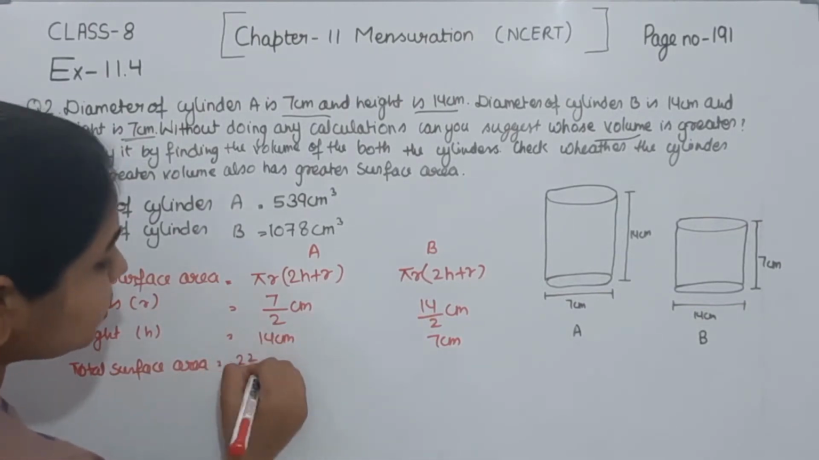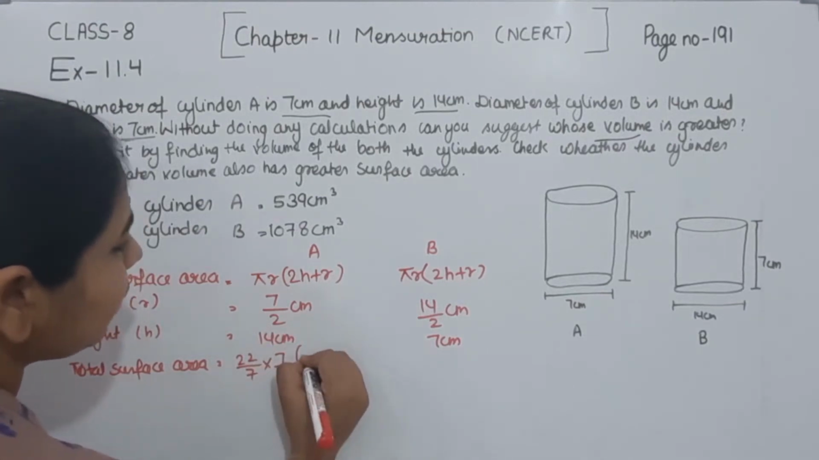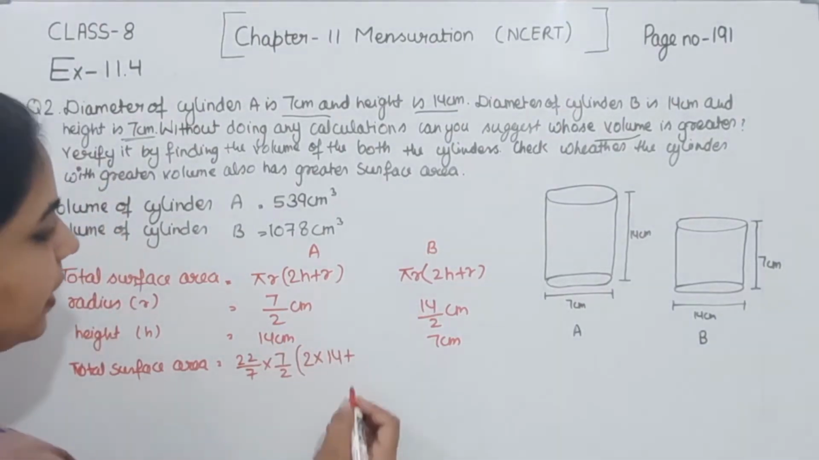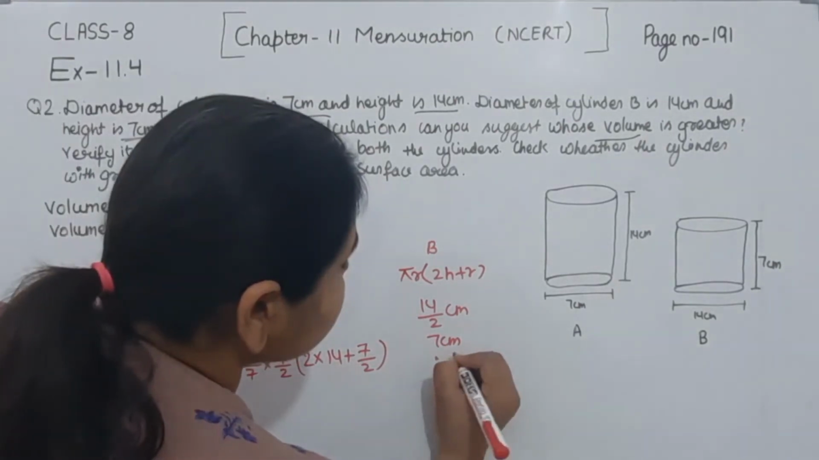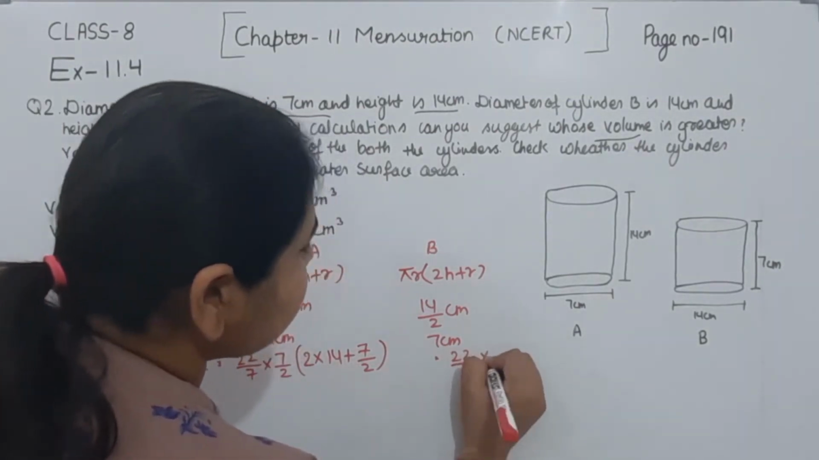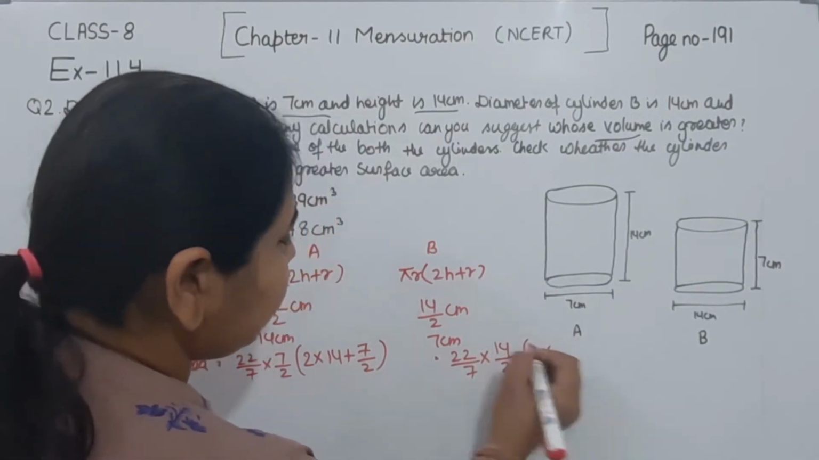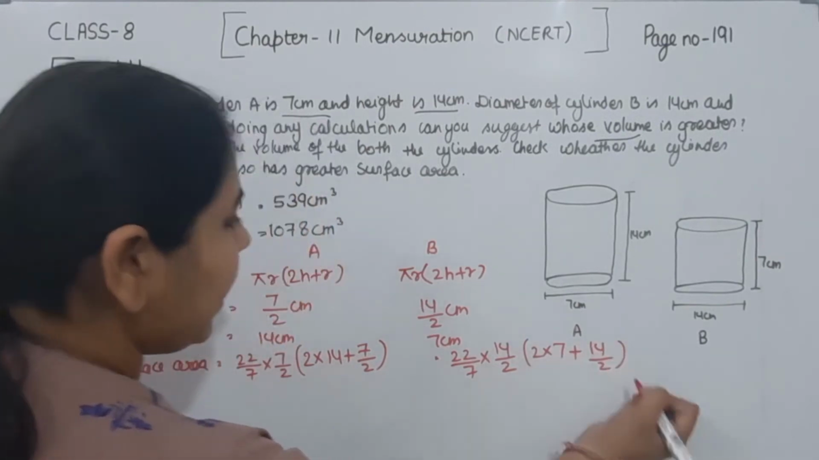So the value of pi is 22/7, r is 7/2. Now in the bracket, 2 multiplied by height, 14, plus radius, 7/2. Now comes to the B. The value of pi is 22/7 multiplied by radius 14/2, and in the bracket 2 multiplied by height 7 plus the radius 14 divided by 2.